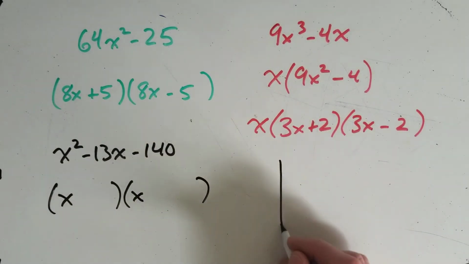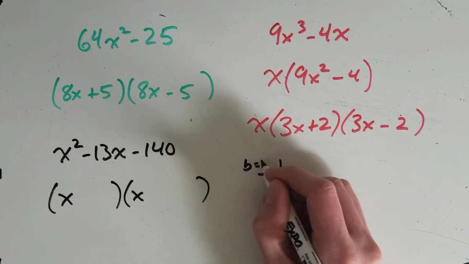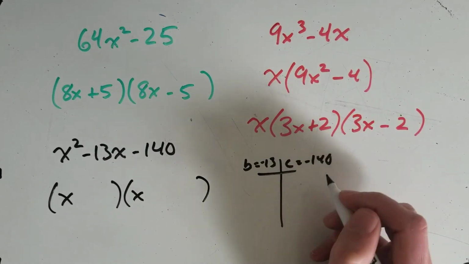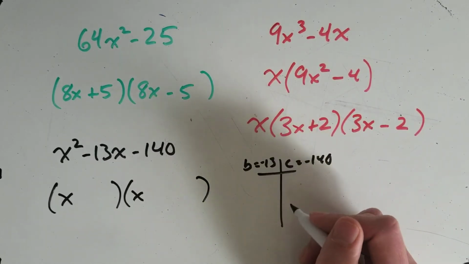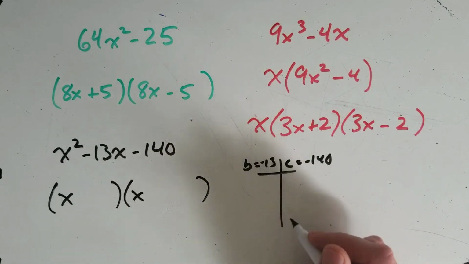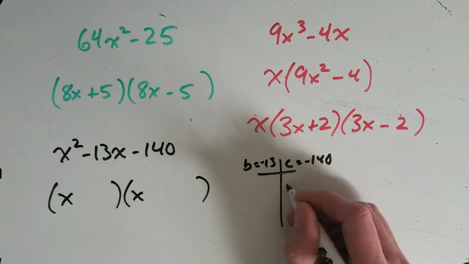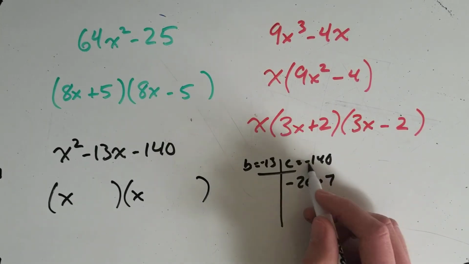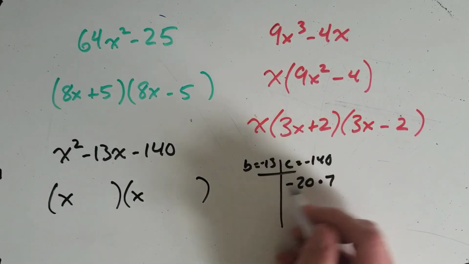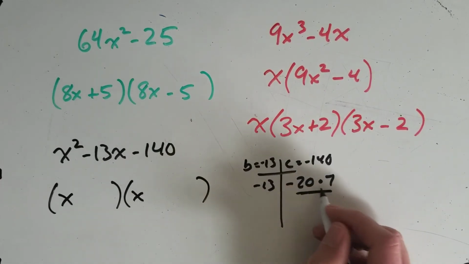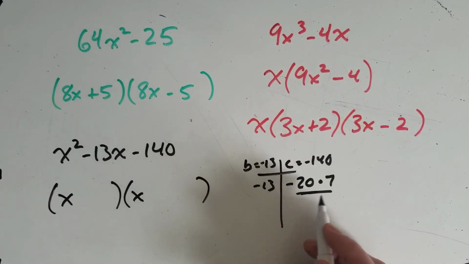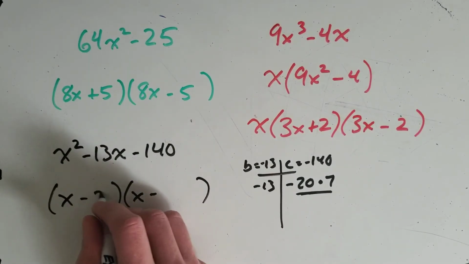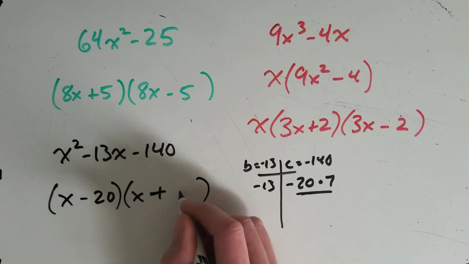Our b is negative 13, our c is negative 140. You can go through different factors of this, but the ones that end up working are, if you do negative 20 times 7, it gives you negative 140. When you add them together, you get negative 13. These would be your 2 values that go into your binomials here. So x minus 20 and x plus 7.